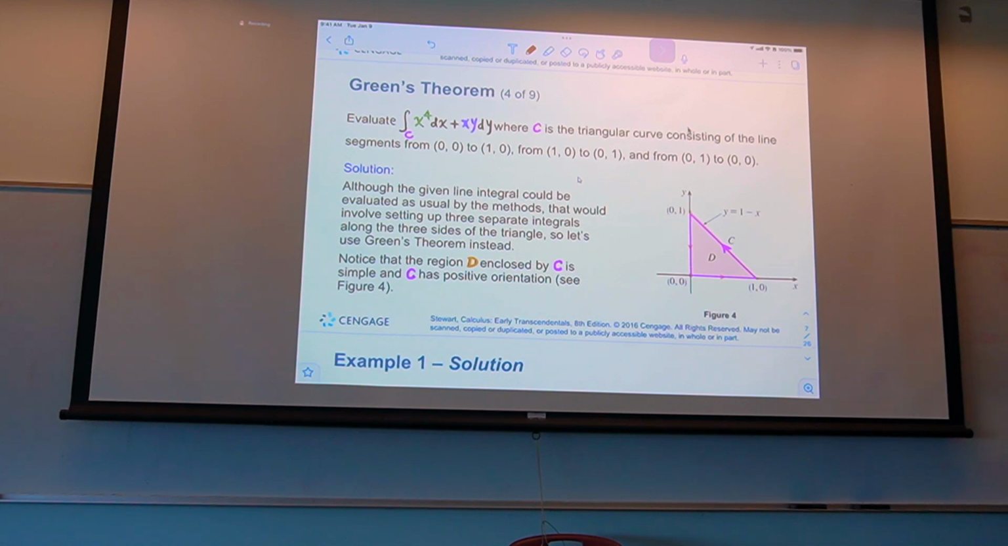Is it positively oriented? It is, right? It's counterclockwise. It is simple. It doesn't have a knot, it doesn't cross itself. So it's closed. Going back to the example, this is D, the region that is enclosed by this curve.